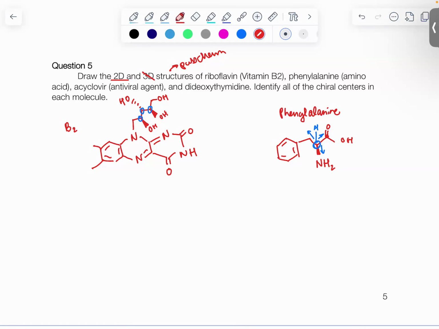Next is acyclovir, and it has a pyrimidine base to the molecule. And then it has this chain. And so actually with this molecule, we don't have any chiral centers.